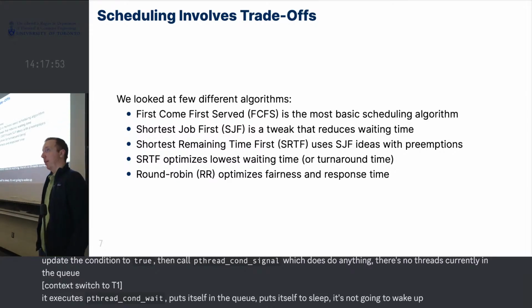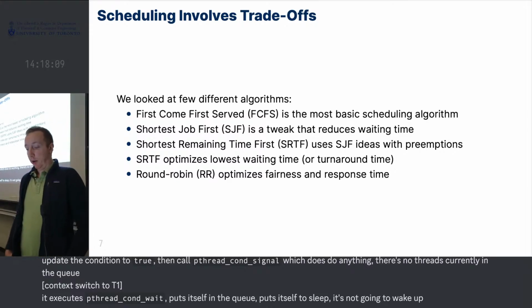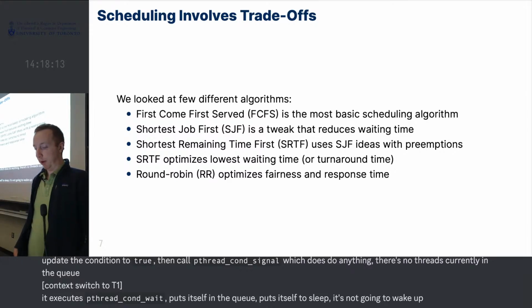All right, then we saw scheduling. We had a bit of a break. We looked at a few different algorithms. So there's first come, first serve, shortest job first, shortest remaining time first, which was the same thing with preemptions. It optimized lowest waiting time or turnaround time, and then we saw round robin, which optimized fairness and response time.